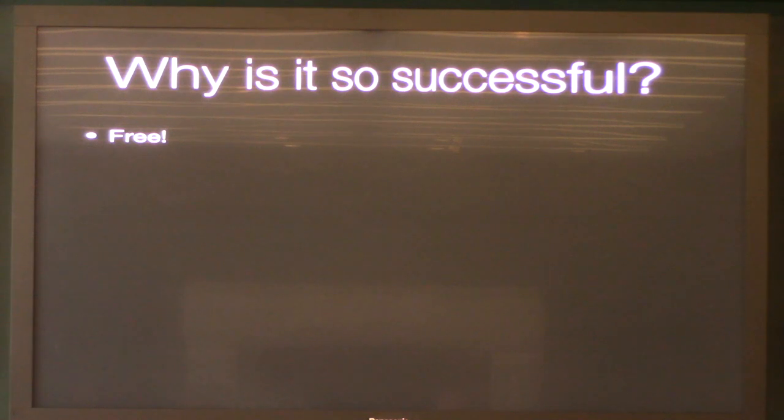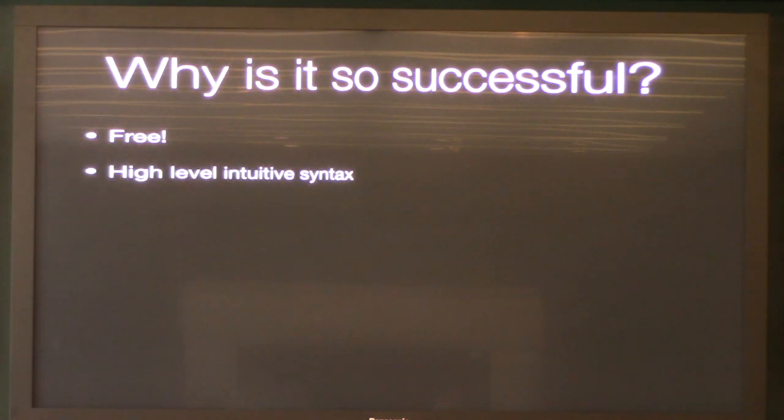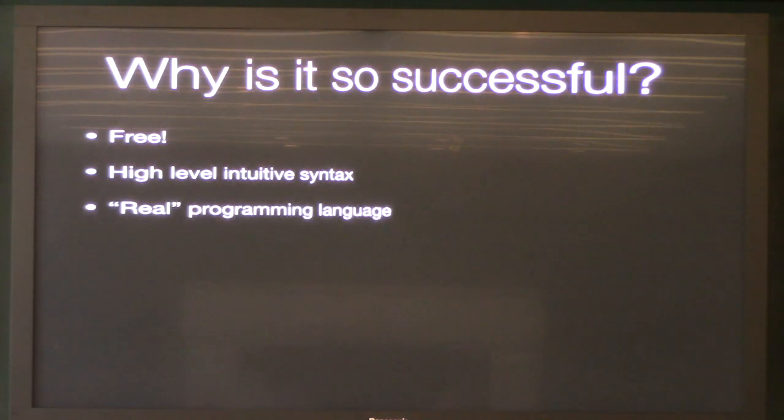So first, it's free. That's not to be minimized. It also has a high-level intuitive syntax, which I think is, like MATLAB, easy to pick up. And unlike R, well, that's enough. It's also a real programming language. I use R also, but I find if I want to develop something, it's so slow and not intuitive for me that I don't do it.